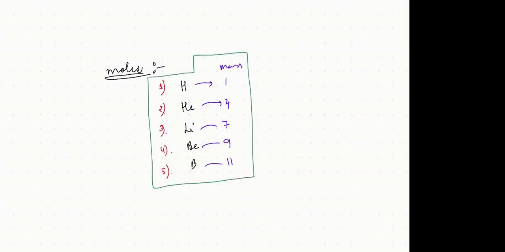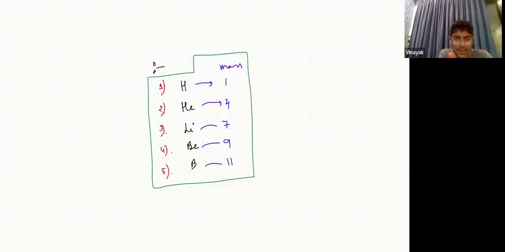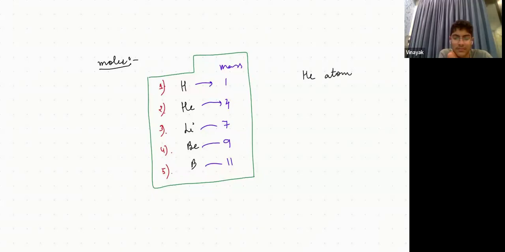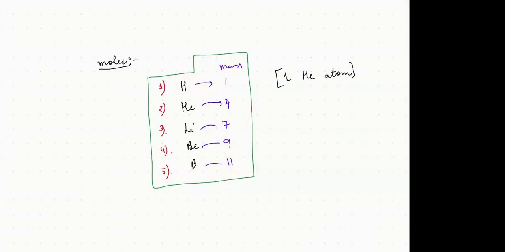So we would be having this kind of scenario. When we are dealing with this, what do you understand from this part? If I say helium atom, one helium atom, I hope you understand that this is so small. It is so small that its mass cannot be measured. What is the mass?